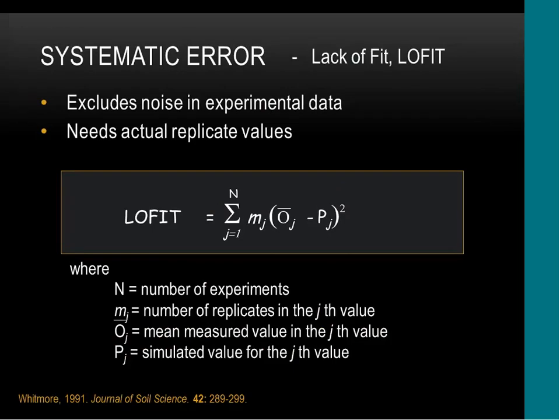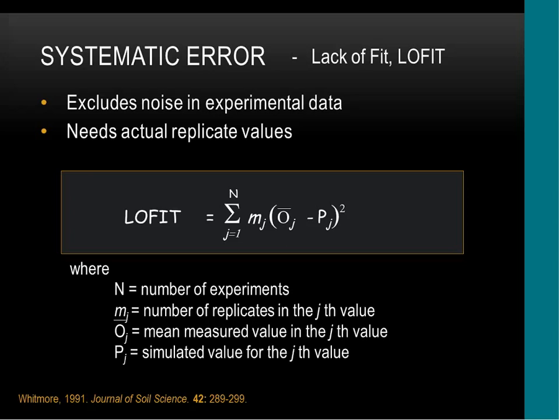So another useful statistic, so that's talking about error. Another useful quantitative statistic is lack of fit, or LOFIT, which was published by Whitmore in 1991. And this excludes the noise in the experimental data. With the previous statistics that we've been talking about, like RMS or RMSE, if the measurement data is very noisy, it's difficult to test the model.